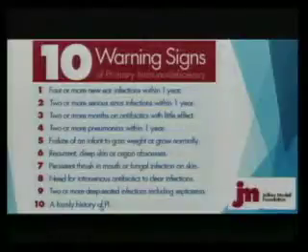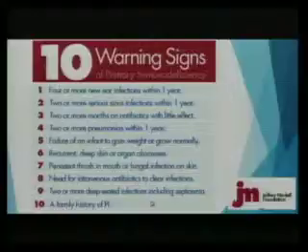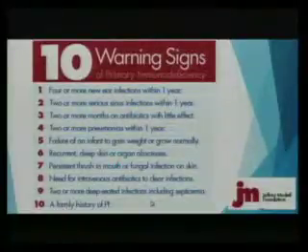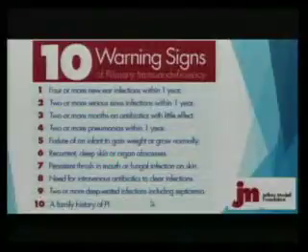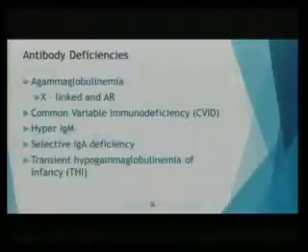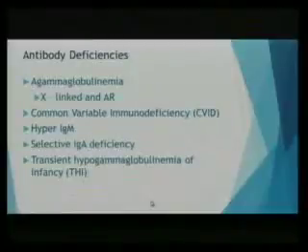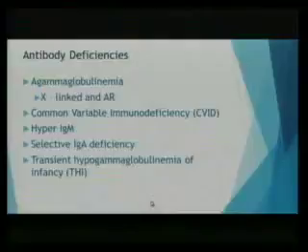Another thing is when you ask about family history, make sure they don't have a family history of primary immunodeficiency. And typically, if they do have a family history, if it's significant enough, you'll notice that a lot of their family members died at an early age. So these are the antibody deficiencies that we'll talk about. We have agammaglobulinemia, common variable immunodeficiency, hyper-IgM, selective IgA deficiency, and transient hypogammaglobulinemia of infancy.